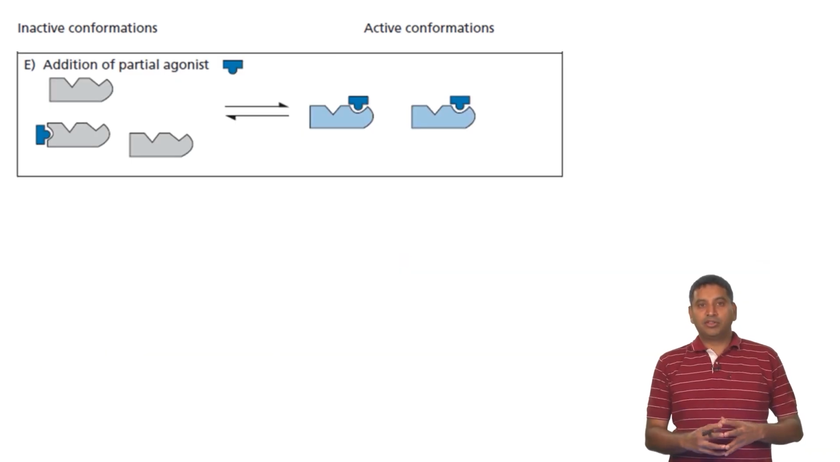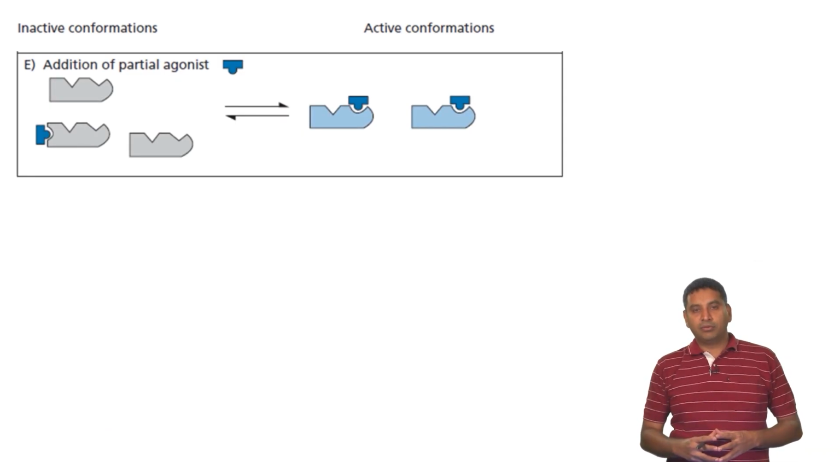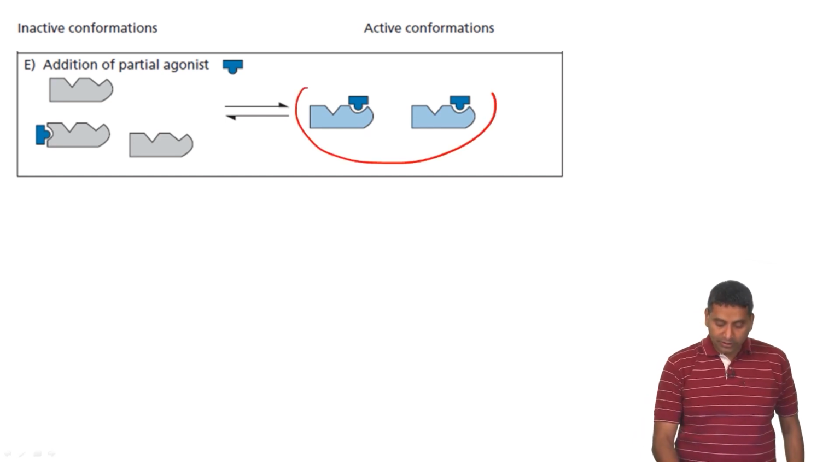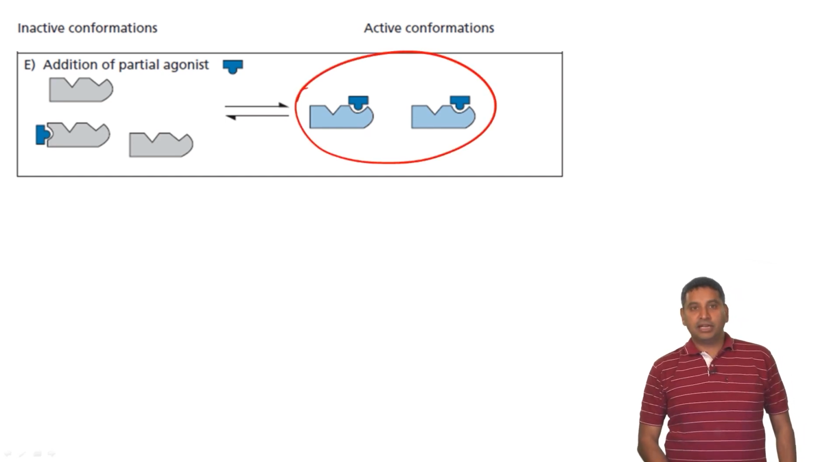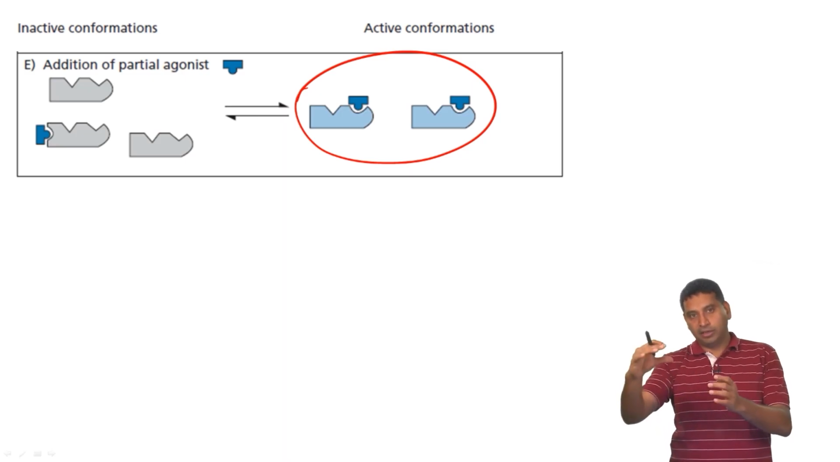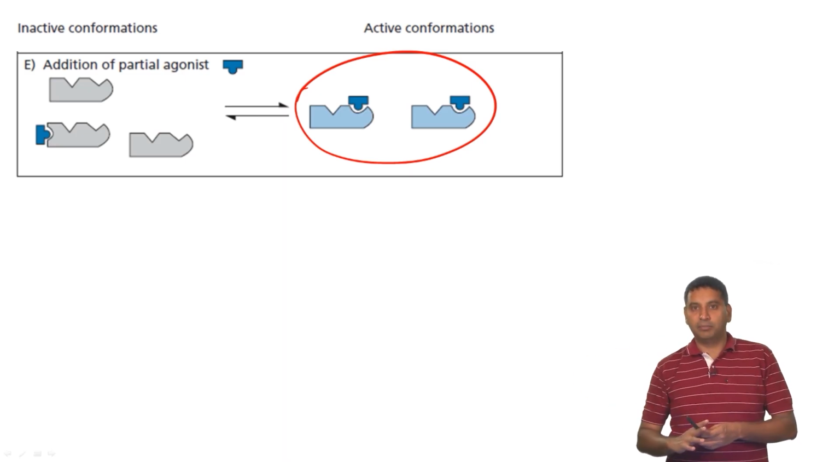Now, we looked at the concept of a partial agonist, and in order to understand this, we can again propose an equilibrium between the active and the inactive conformations. The partial agonist binds to the active conformation as well as the inactive conformation, and what it does is allow this equilibrium to occur, wherein only a diminished signal is manifested.